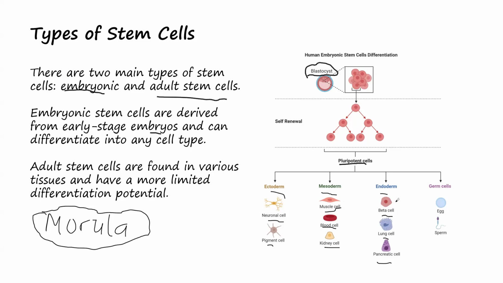So that is endoderm. Then germ layers or germ cells are the cells that have the potential to produce sex cells. And examples of these sex cells, we have egg cells and sperm cells. So adult stem cells, apart from the embryonic stem cells, we have adult stem cells. They are found in various tissues and have a more limited differentiation potential. So it means that they are very limited. Some of these adult stem cells are limited to producing like 1 or 2 different cell types in the body. So they are very limited and they are found in adults.